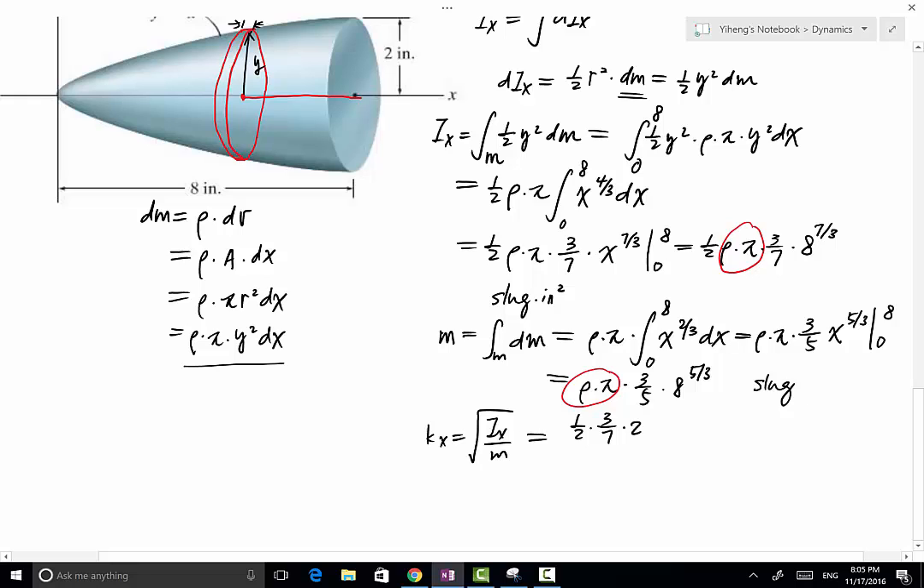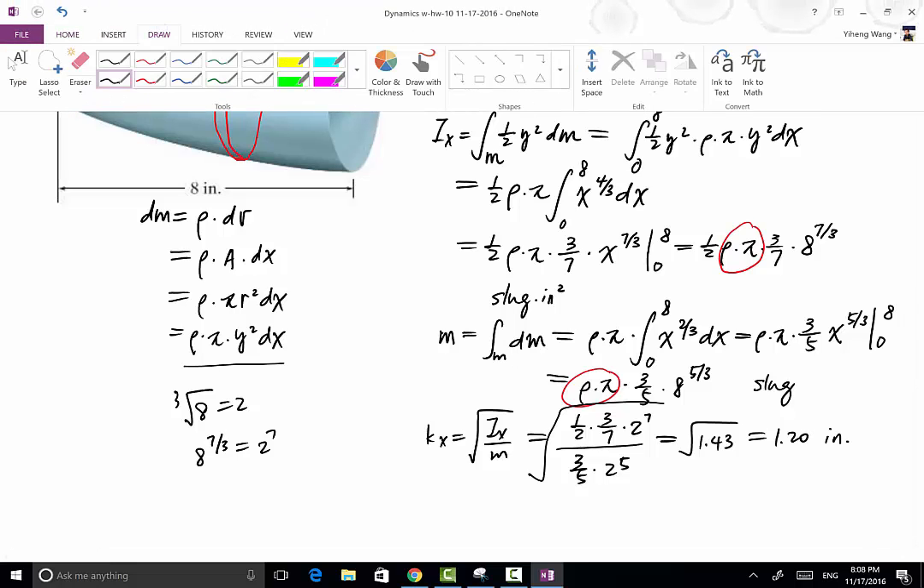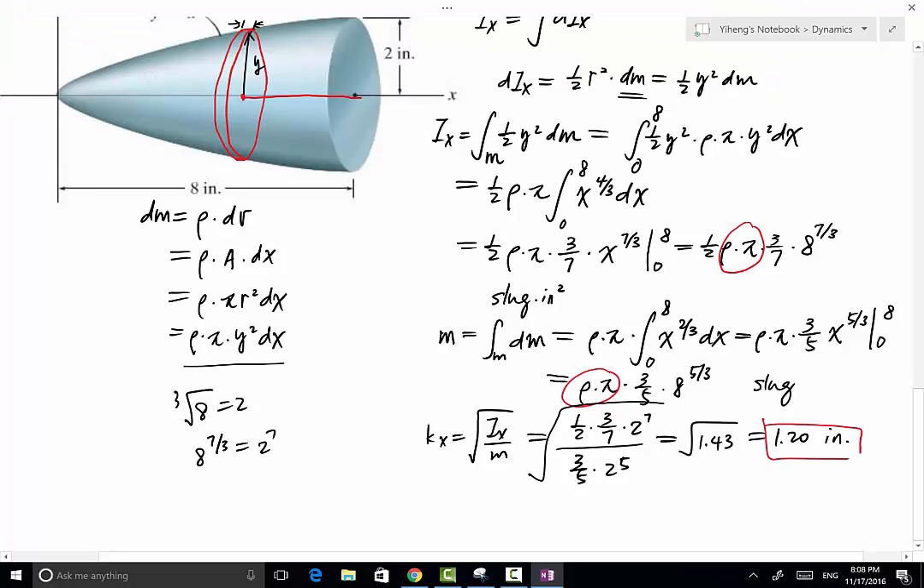Therefore, 8 raised to the 7/3 power equals 2 to the 7th power. On the denominator, we have 3/5 times 8 to the 5/3 power, which is the same as 2 to the 5th power. So evaluate this square root. This equals the square root of 1.43, which equals 1.20 in the unit of inches. And that's the answer to this problem.